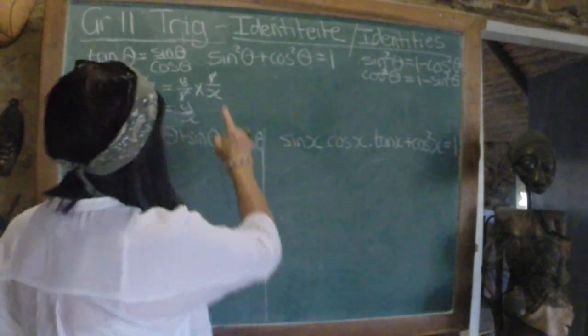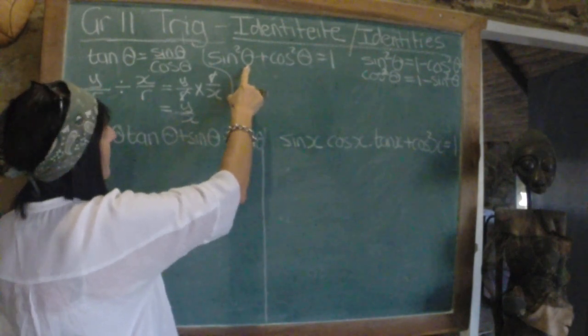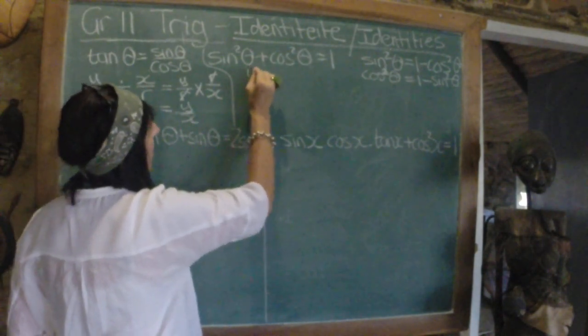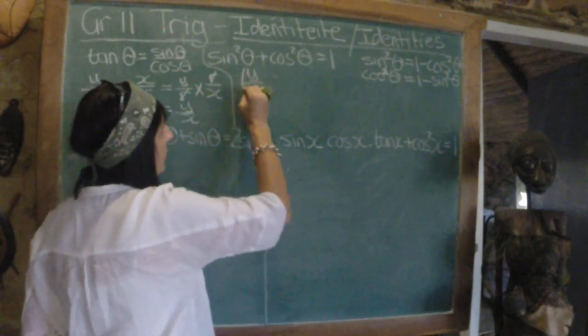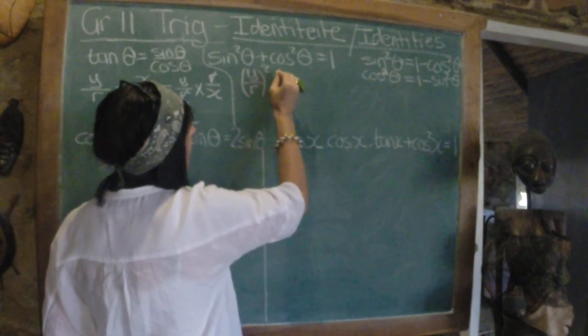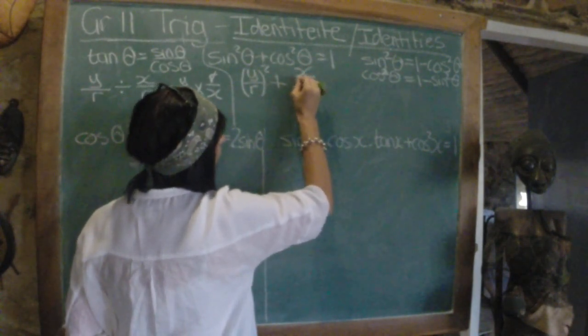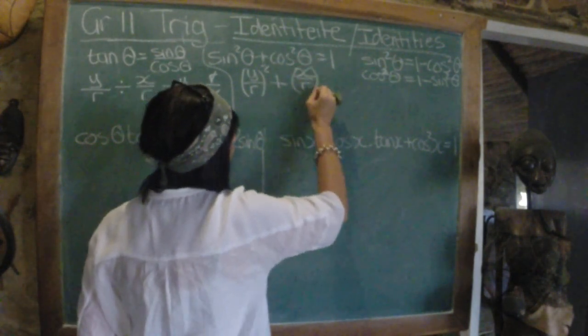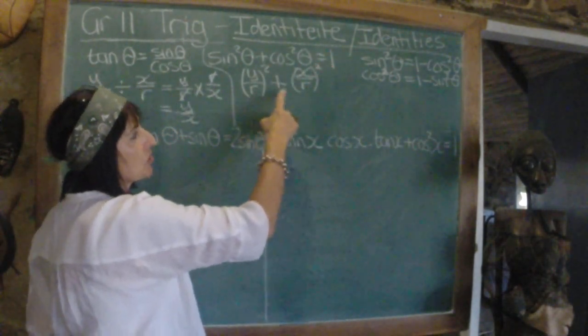Goed, let's prove this one. Sin square theta, remember sin equals y on r. Selfde as opposite on hypotenuse. Square plus cos square. X on r square. Okay, now we've got addition of fractions.